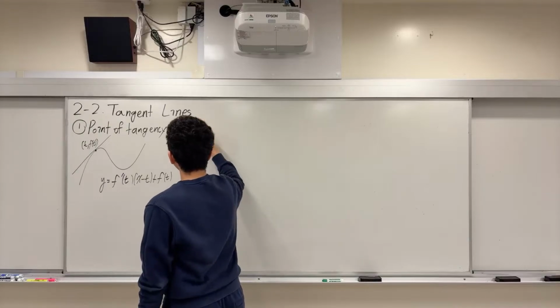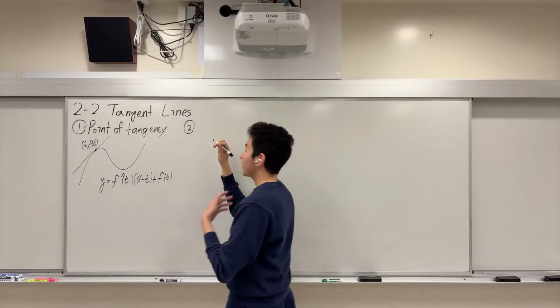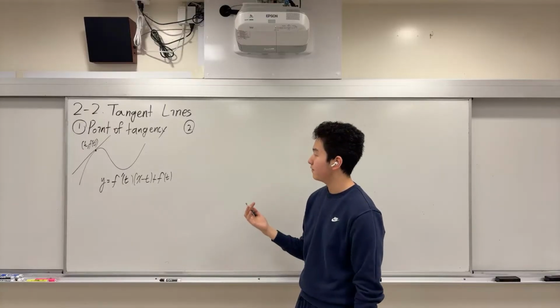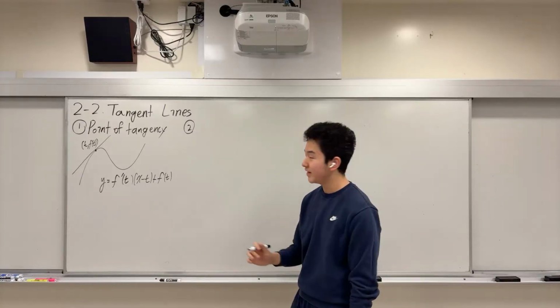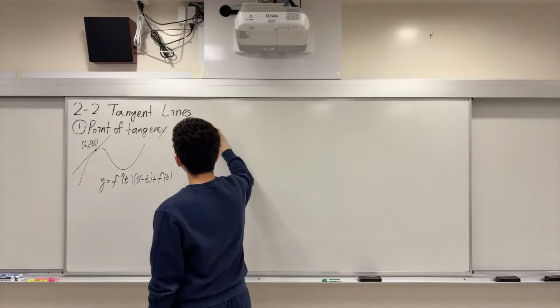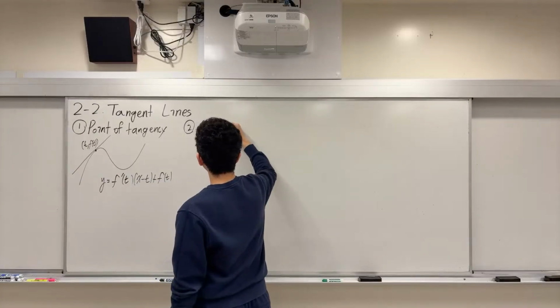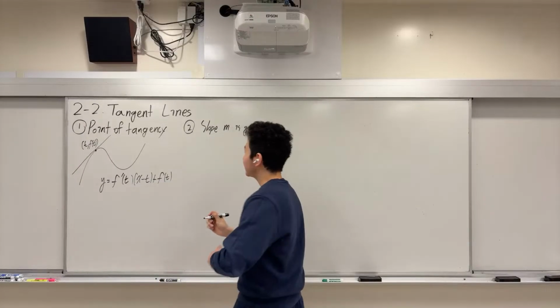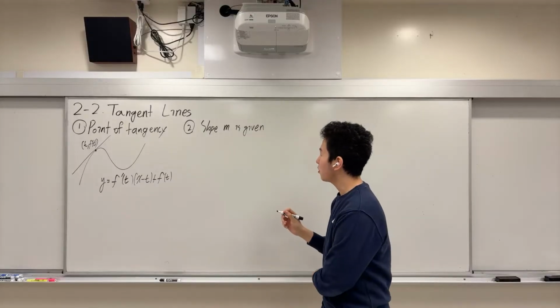The second case is that the problem or something else gives you the slope of the tangent line, but not the point of tangency, okay? So slope m is given. Okay, now we have to think a little bit more.